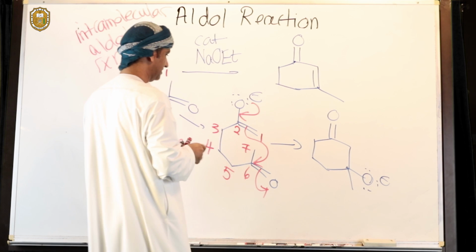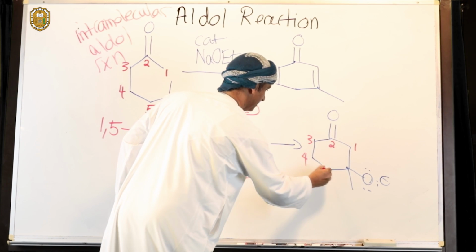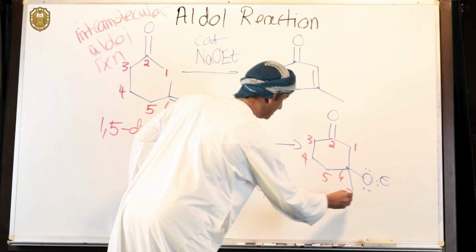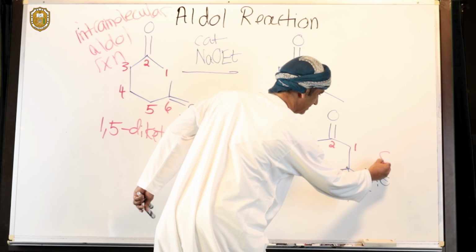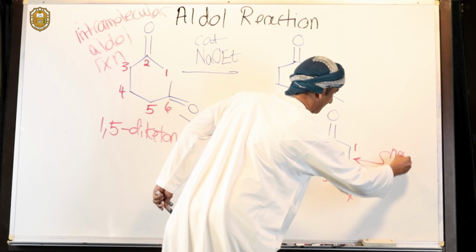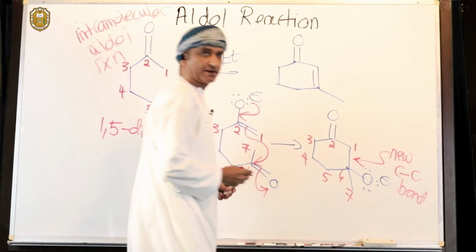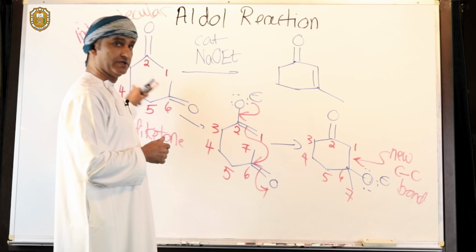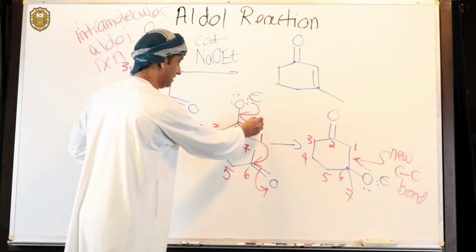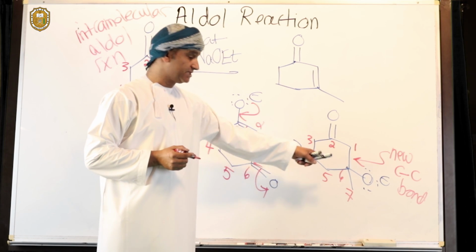You can put the numbers again just to keep track of them. So carbon number 1, 2, 3, 4, 5, 6. So the new bond is actually between carbon number 1 and carbon number 6. We can label it as the new carbon-carbon bond. It's between, again, carbon number 1, or the alpha carbon in that ketone, and carbon number 6. That's the new bond.